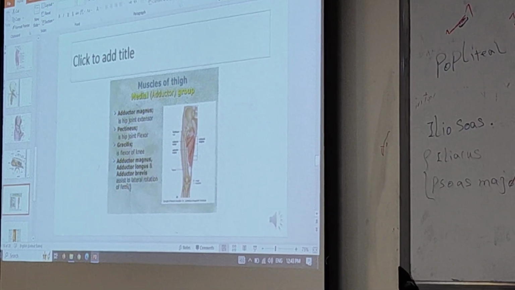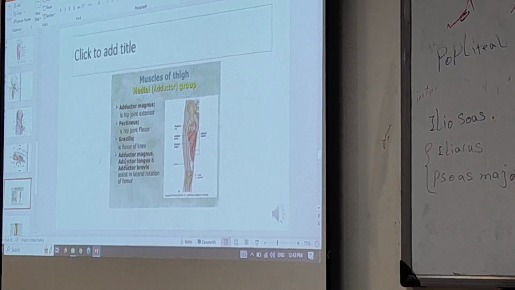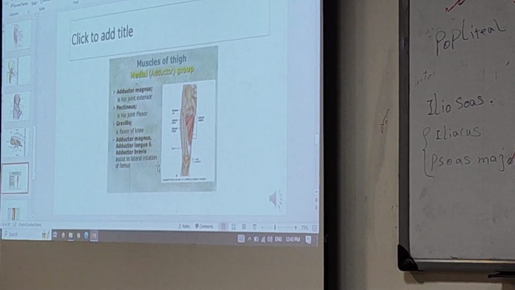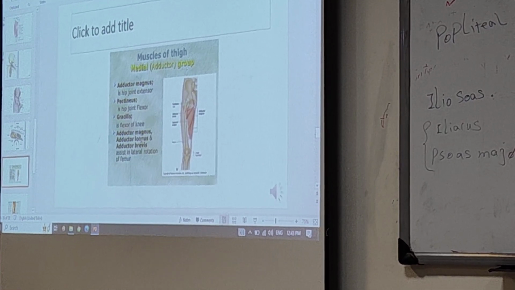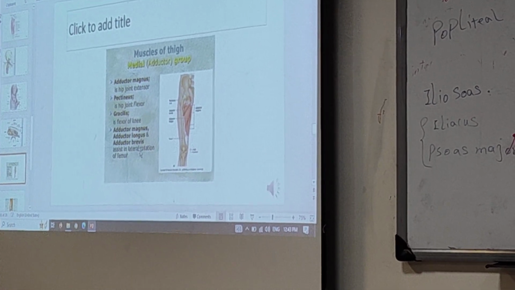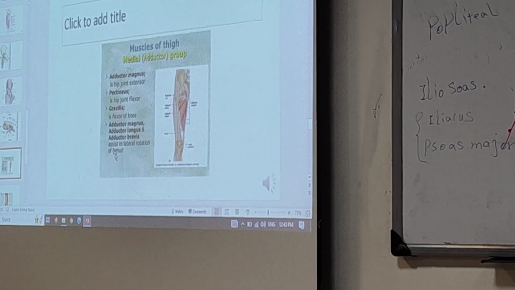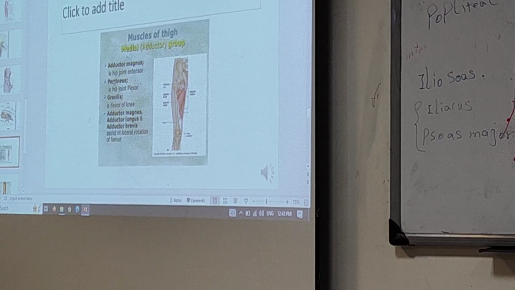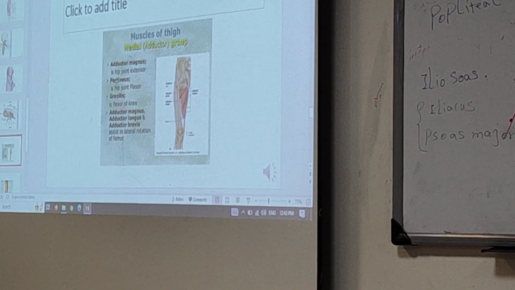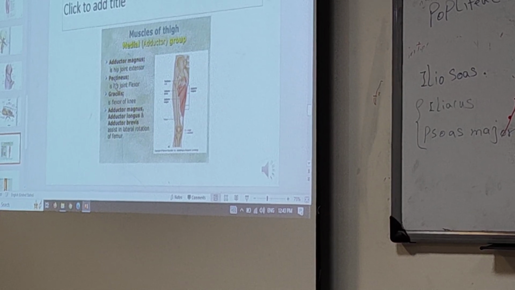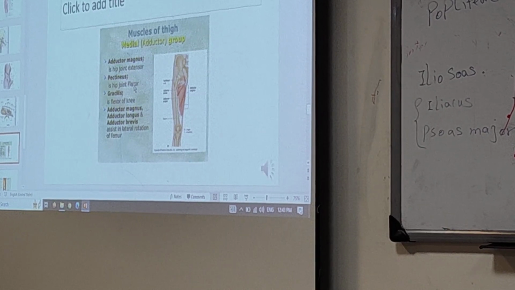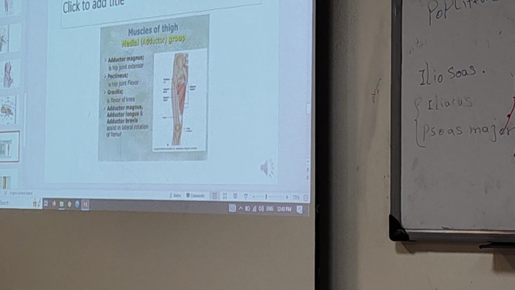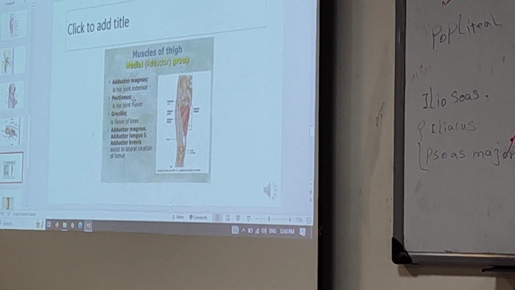Only you should know that the adductor magnus, adductor longus, adductor brevis also help to lateral rotation. These 3 adductors also are going to help to lateral rotation of the femur. About the pectineus, it is the adductor, but it is also going to assist in flexion of the hip joint. It is going to help to flexion of the hip joint.